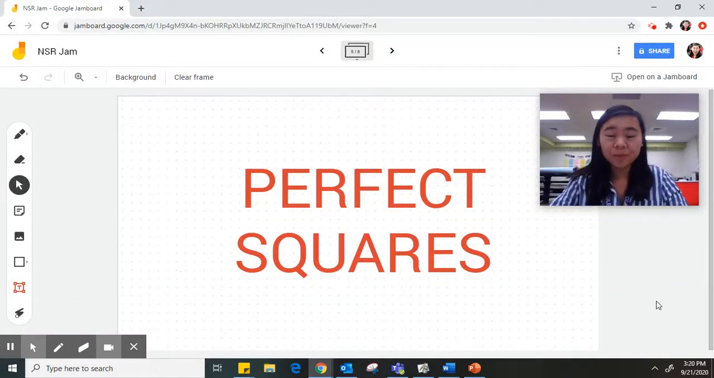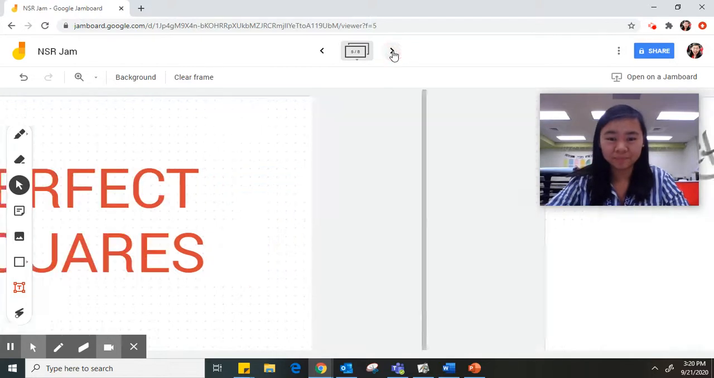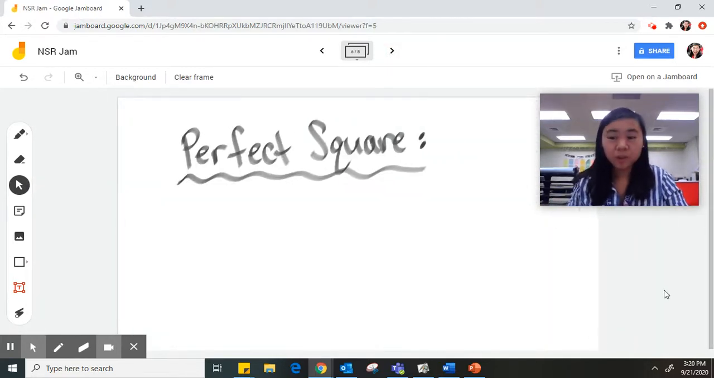Hey guys, this is a quick video on reviewing perfect squares and what a perfect square is. We took our notes and we defined what a perfect square is, but I'm going to also write this in here.